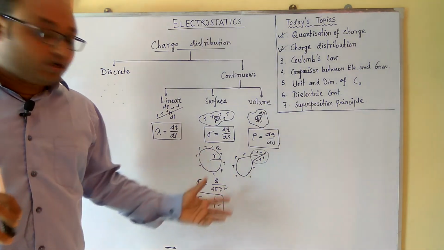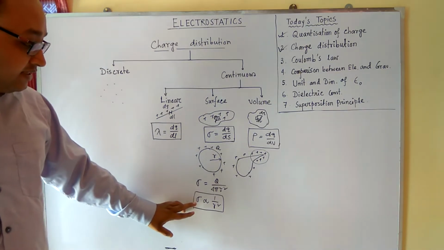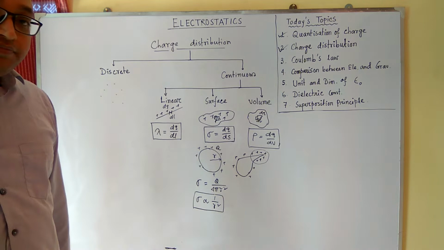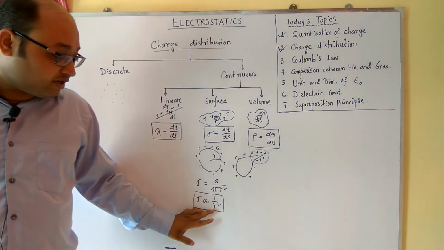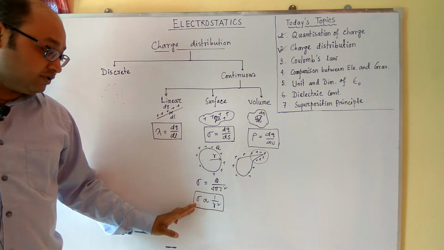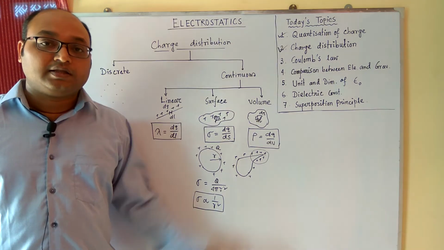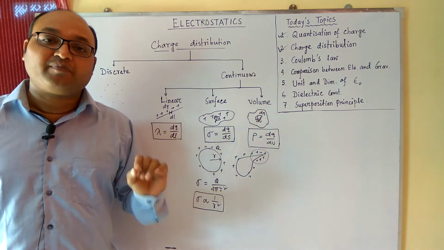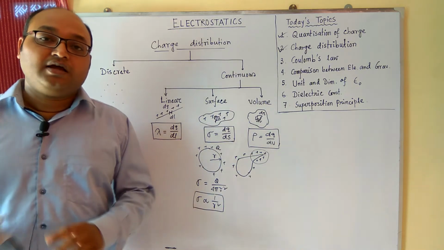From this we can conclude that the surface density of charge depends on the radius of curvature. If the radius of curvature is very small, then the surface density of charge is very large. The concept that the charge density is very high at a very sharp edge is used in the lightning arrestor.